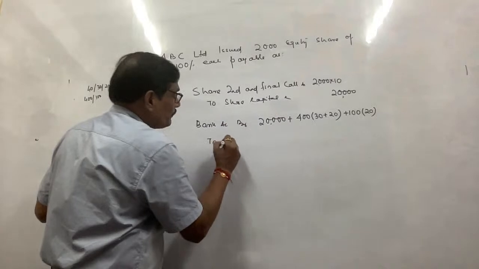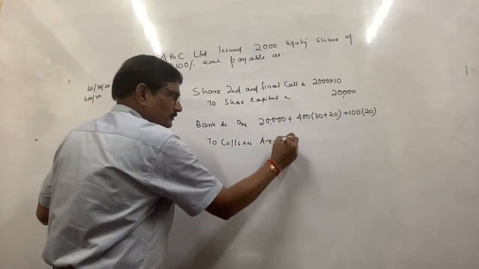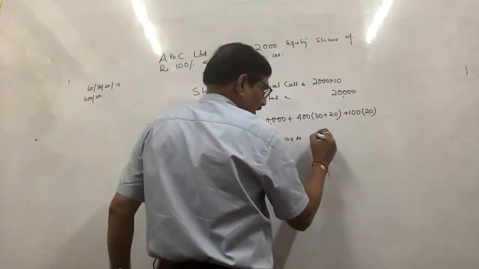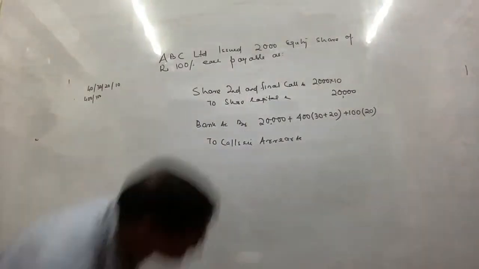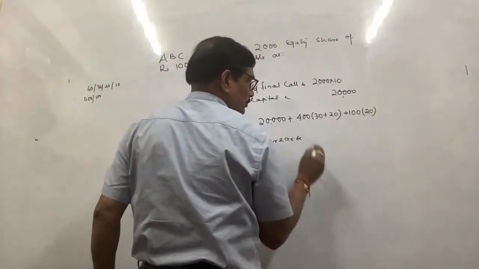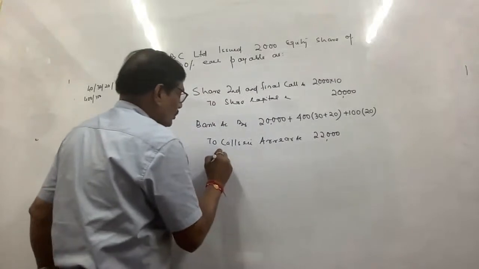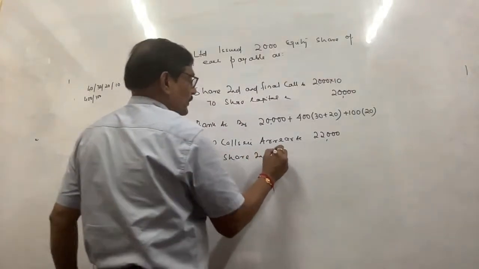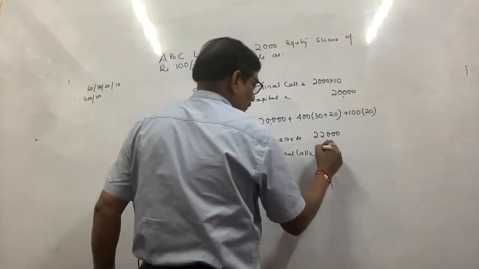So to calls in arrear account, how much? That is 400 into 50. 400 into 50, 20,000 plus 2,000, 22,000. To share second and final call, 20,000.